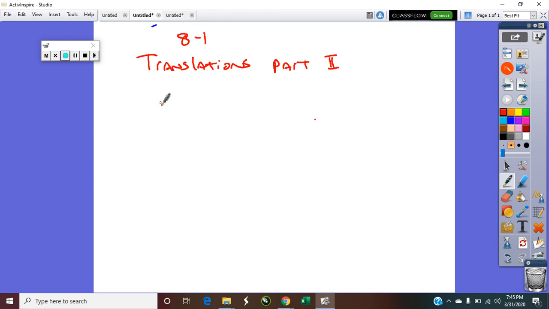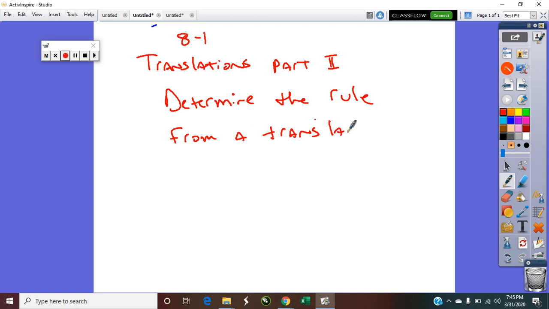But today, all we're going to be doing is determining the rule from a translated object. And what I mean by that is, on your worksheet, you're going to have two objects. One is the original, and then there's a translated object. What we're going to do is figure out the rule, in other words, what we did to that original object to make it into the translated object.